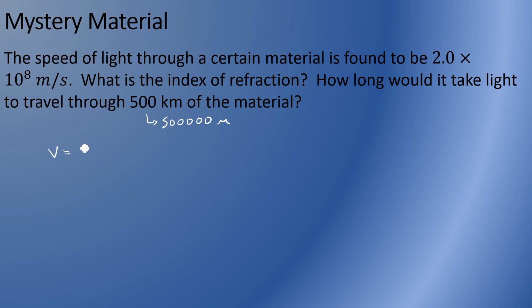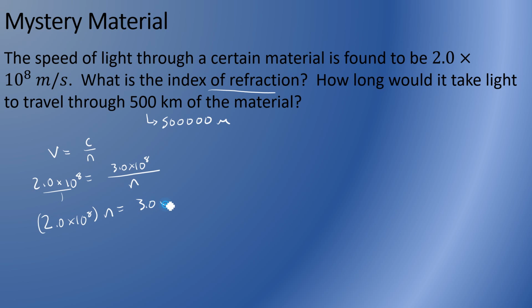So first thing we're going to do is we're going to find our index of refraction, because that's the first question that is asked. So we have 2.0 times 10 to the 8th on the left-hand side. We have 3.0 times 10 to the 8th as our speed of light in a vacuum. And I will cross multiply. So I have 2.0 times 10 to the 8th, n equals 3.0 times 10 to the 8th. And I'll divide. And that will give me n. So after I type that in, I get n equals 1.5 is my index of refraction.